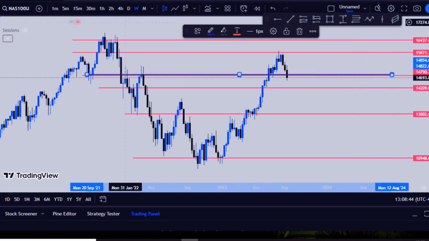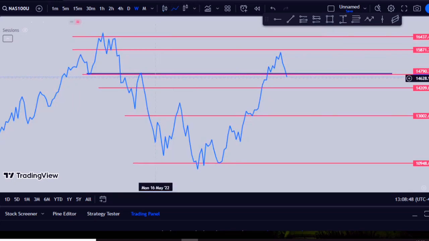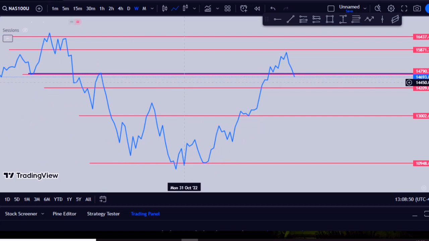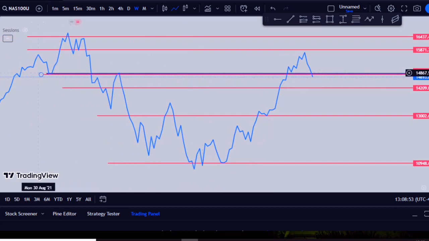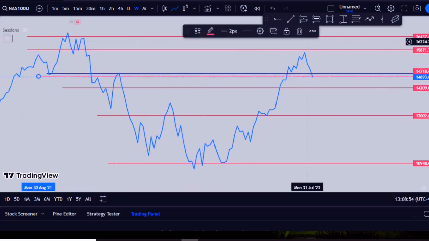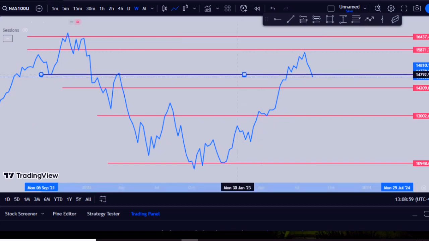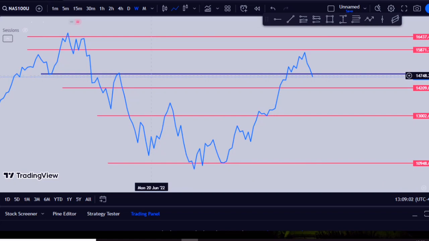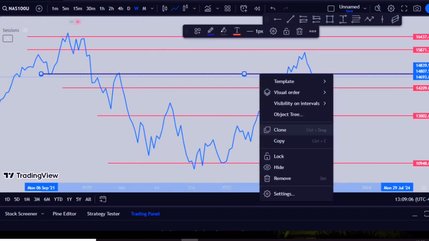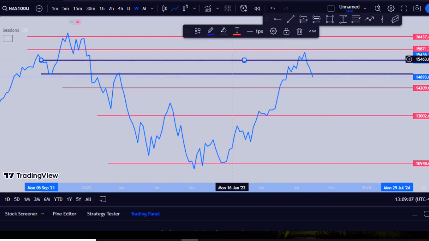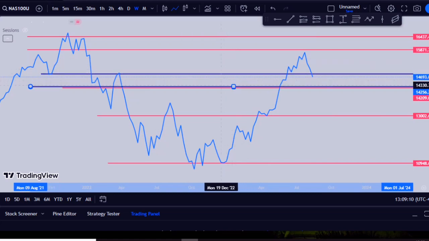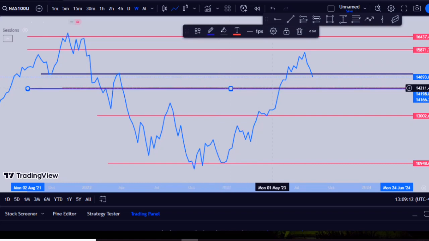If we cannot see it, just change it to the line chart. This line chart is even better than this one. So you delete this line once you have plotted your support area on that area. Delete it, then you clone it. Clone it, and we have another support area here.